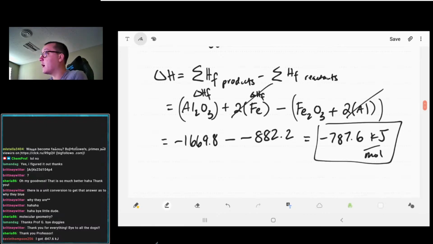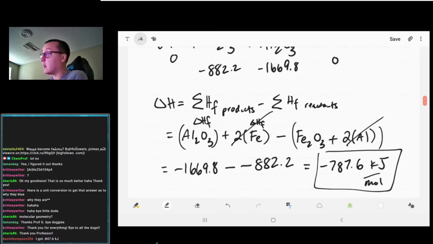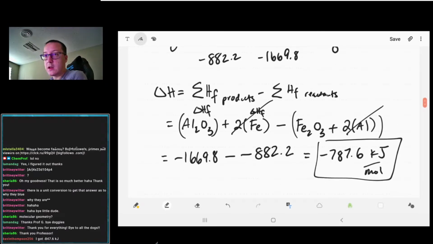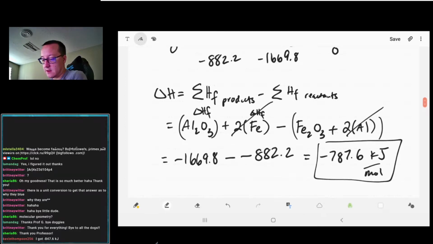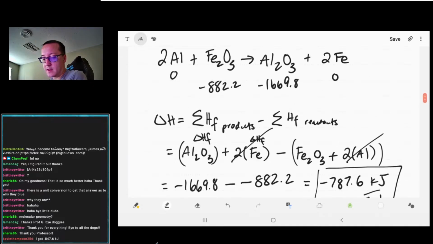Kevin, did I do the math wrong? 1669.8, 882.2. I think one of us may have done 828 instead of 882. It's possible that I copied the number wrong. Let me double check that. Double check yours in the meantime as well. 1669.8, and iron oxide, Fe2O3, 822.2, that's the problem. I copied the wrong number.